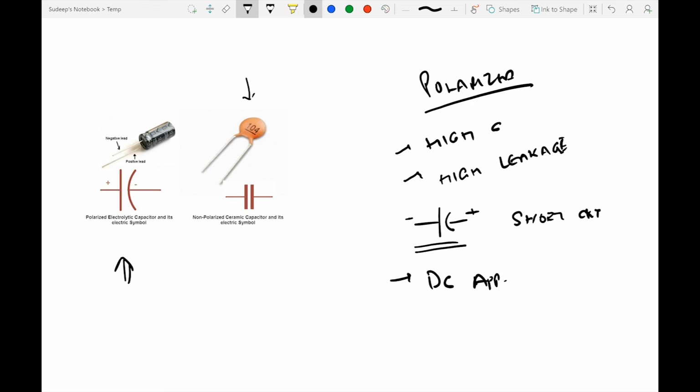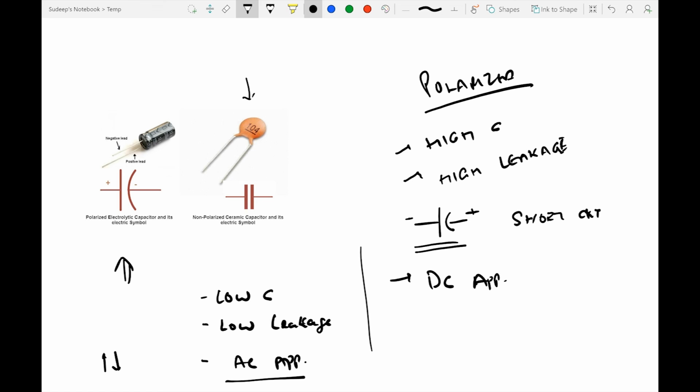A non-polarized capacitor is the opposite. It gives you a lower capacitance for a given size, has a lower leakage, and finally it is majorly used in AC appliances because it does not have a polarity. AC is alternating current: the direction of the current keeps changing one way and then the other way, and the capacitor would be able to hold a charge or be used for charging purposes in either of the polarities.